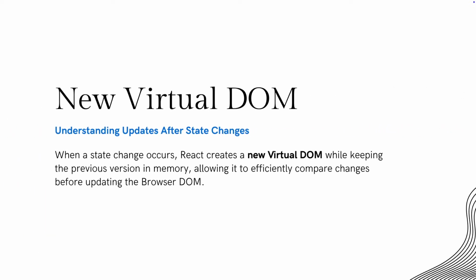New virtual DOM creation. After the state changes, React creates a new virtual DOM. The old virtual DOM is still kept. React does not touch the browser yet. At this stage, everything happens in memory.